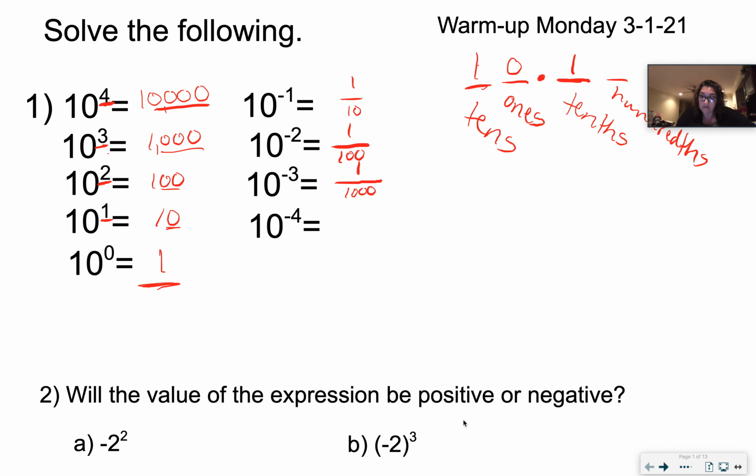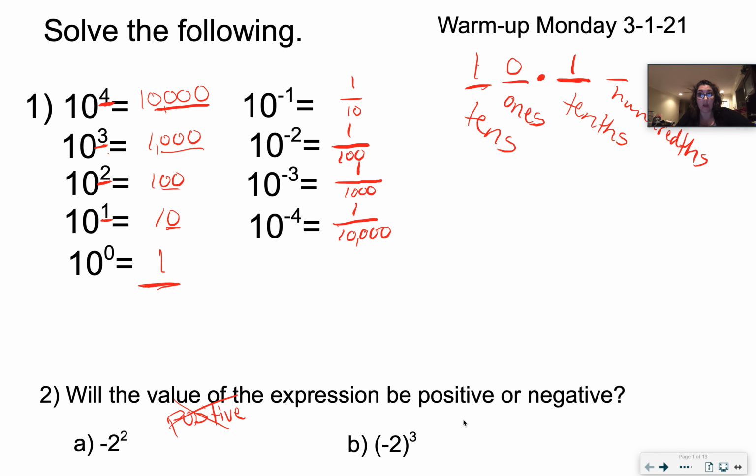And then last one, 10 to the negative 4th. I know 10 to the 4th is 10,000. So 10 to the negative 4th would be 1 over 10,000. So I hope you notice that all of your negative exponents flip your number to the denominator. Okay? All right, on number 2, it says, will the value of the expression be positive or negative? So A, negative 2 squared, what do y'all think, positive or negative? Okay, if you said positive, you are wrong.